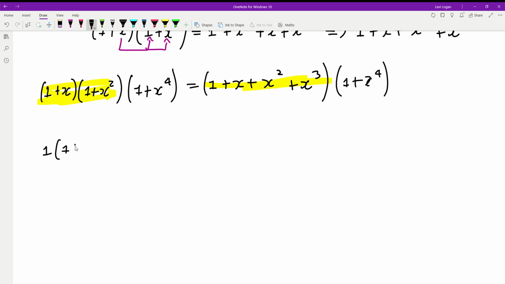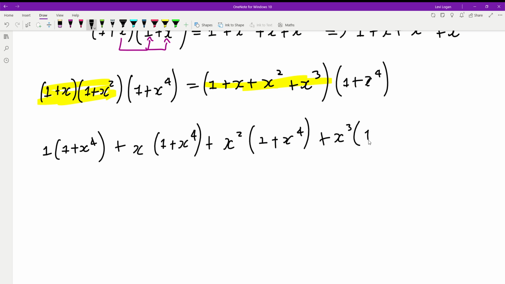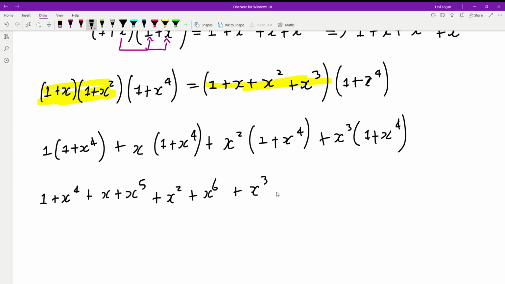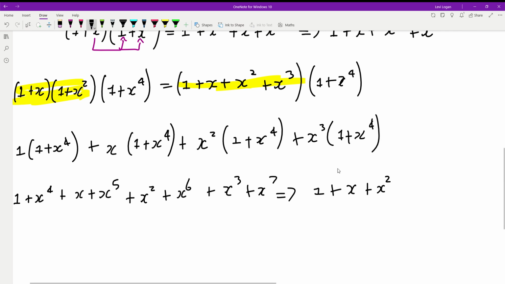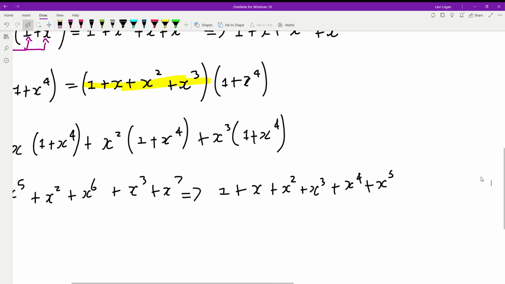So 1 times 1 plus x to the 4, plus x times 1 plus x to the 4, plus x squared times 1 plus x to the 4, plus x cubed times 1 plus x to the 4, and distribute this. So this is going to be 1 plus x to the 4 plus x to the 5 plus x squared plus x to the 6 plus x cubed plus x to the power of 7. If I rearrange that, I get 1 plus x squared, let's move to the side, we're about to run out of room, plus x cubed plus x to the 4 plus x to the 5, plus x to the 6 plus x to the 7.